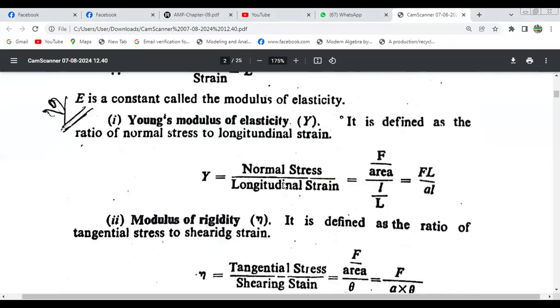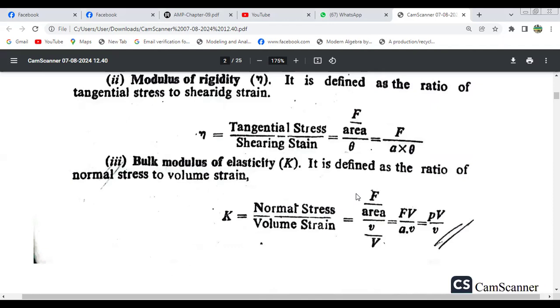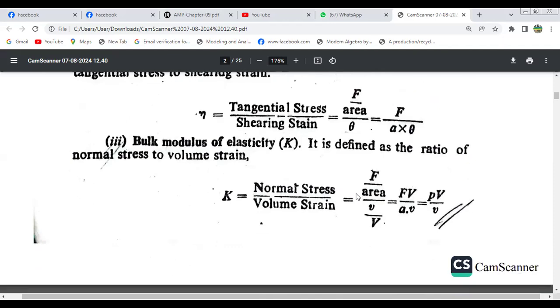Normal stress divided by longitudinal strain. Force per unit area is called stress. Stress means force per area, and strain means deformation. This is the modulus of rigidity, tangential stress divided by shearing strain. And this is the formula for the bulk modulus of elasticity.